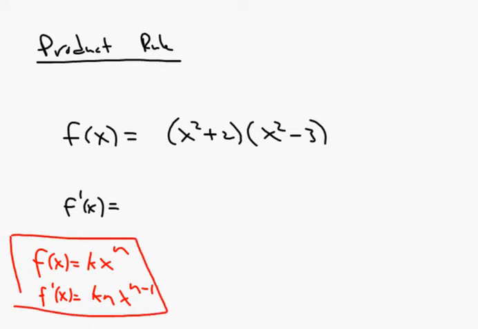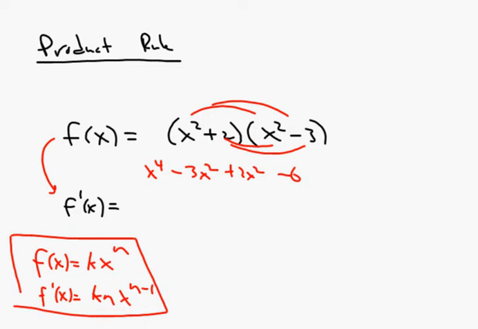Okay. So one option you have to answer this question would be, let's multiply this out first, and then take the derivative of what we get. So if we did x squared times x squared, we get x to the fourth. And then we would have x squared times minus 3x squared, and then plus 2x squared, and then minus 6, which would end up simplifying to x to the fourth minus x squared minus 6.